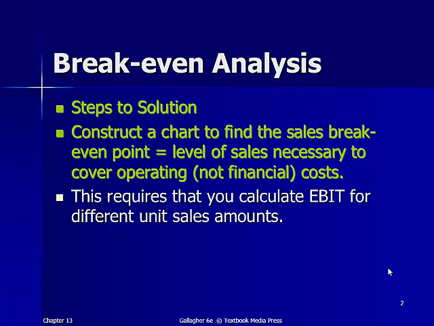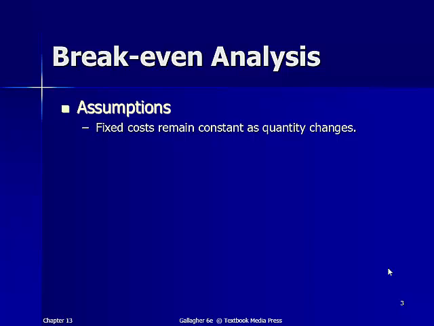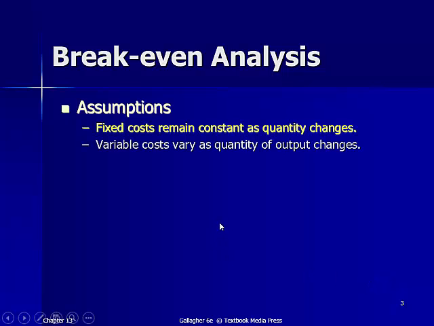So we want to figure out at what level of sales our operating income equals zero. And so we're going to have certain costs that are classified as being fixed, and that means that they remain constant as quantity produced changes. And then there are other costs that are deemed to be variable, and these costs change as the quantity of output that we produce changes.